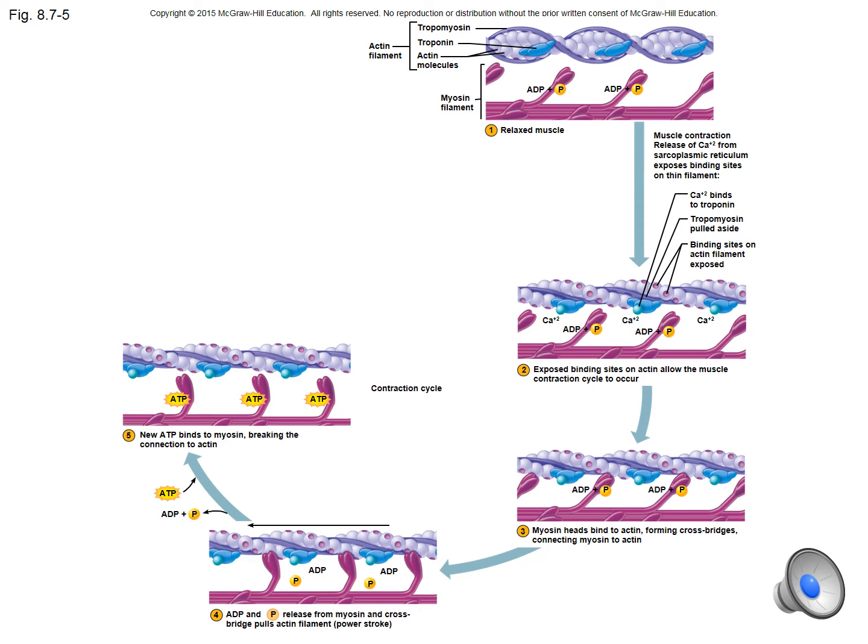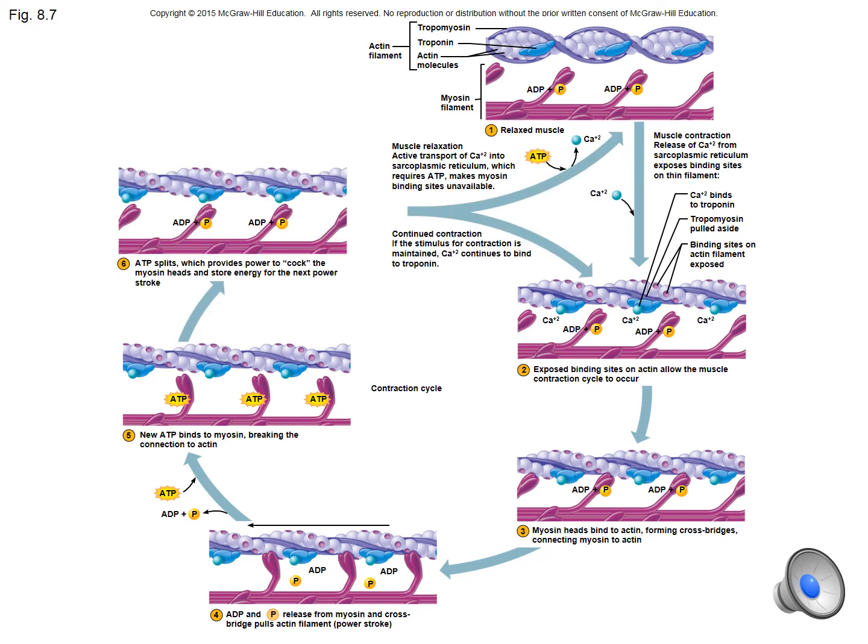So as number 5 says, the new ATP will bind to the myosin, breaking the connection to the actin. As soon as that myosin gets that ATP, it's going to break it down to ADP and P, but the ATP will allow it to go back into its cocked position. Okay, so number 6 says the ATP splits, which provides power to cock the myosin heads and store energy for the next power stroke.